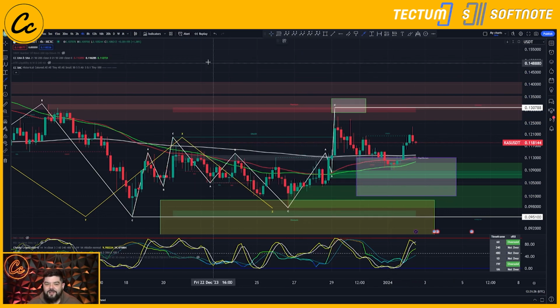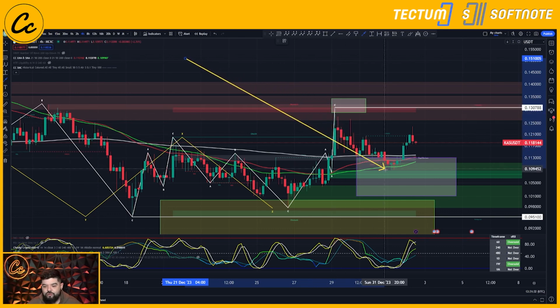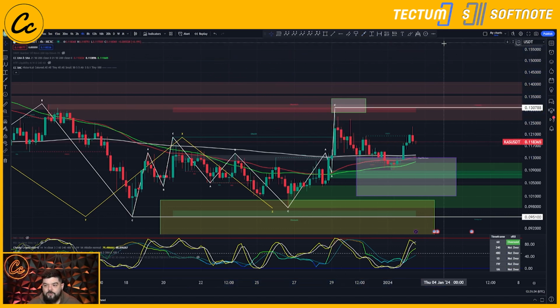So let's just restructure this one. We have this A wave to the upside, or this A, B and C to the upside, giving us that wave 1, dropping down into the wave 2. We will look for that third wave move to the upside.